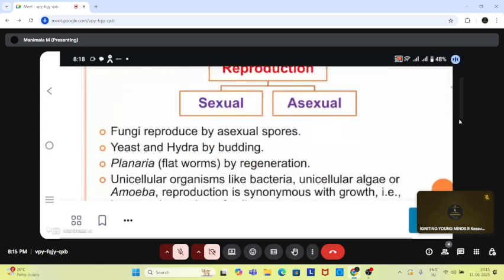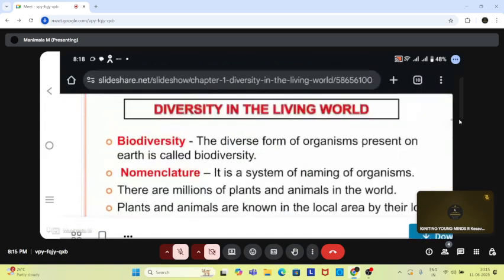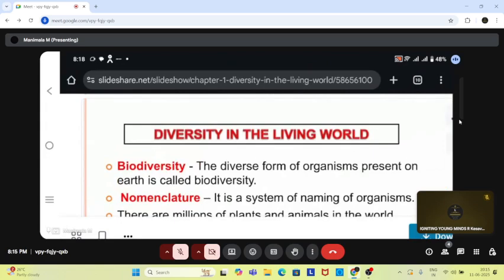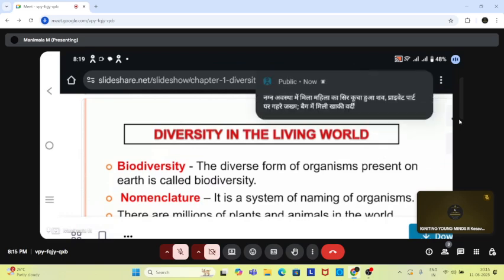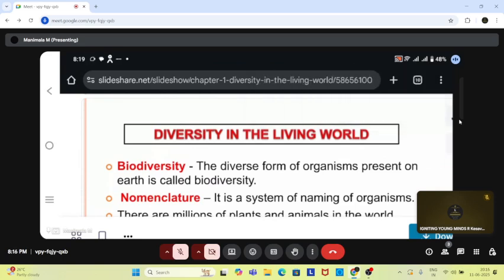The next thing we are going to discuss is the topic diversity in the living world. So what is biodiversity? Biodiversity is also called biological diversity. It is the diverse forms of organisms, that is, the variety of organisms present on the earth. Variety of forms of animals and plants, such as plants, insects, birds, pet animals, everything comes under the different varieties of organisms.